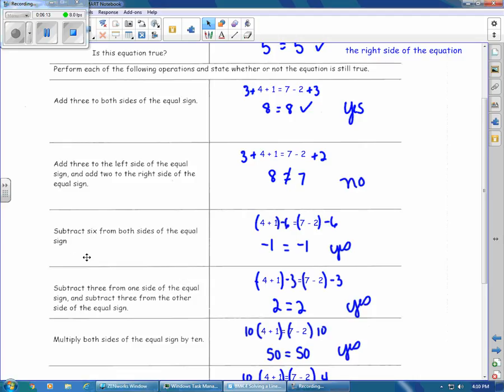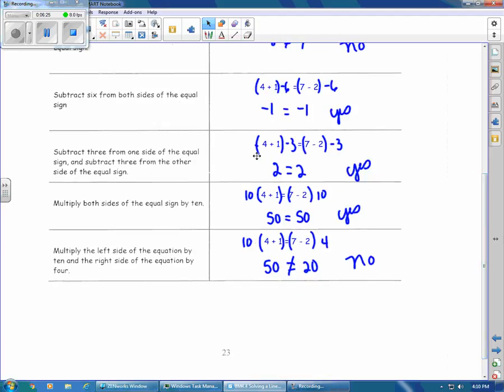The next one says subtract 6 from both sides of the equal sign. So if I subtract 6 from the left side, I get -1. Subtract 6 from the right side, I also get -1. So yes, that keeps them equal. The next one, if I'm subtracting 3 from both sides of the equal sign, on the left side I get 2. The right side, I also get 2. Yes, that's going to work. If I multiply both sides by 10, I get 50 equals 50. Again, yes, that maintains their equality.